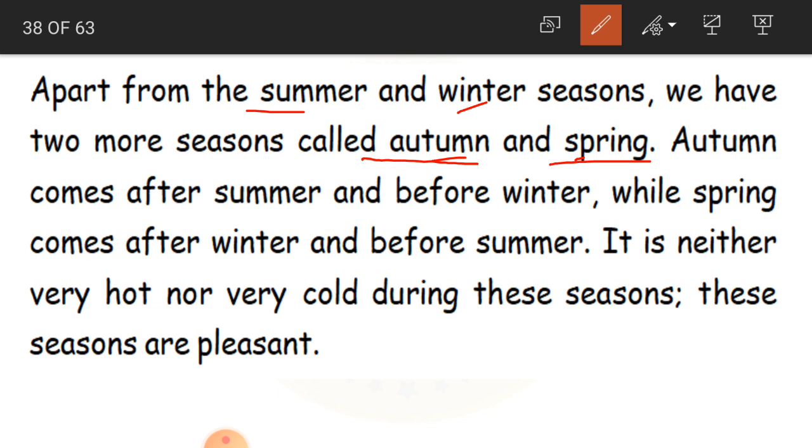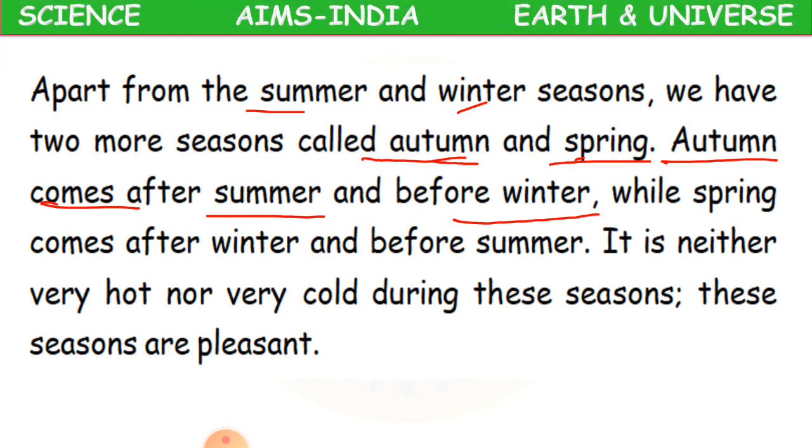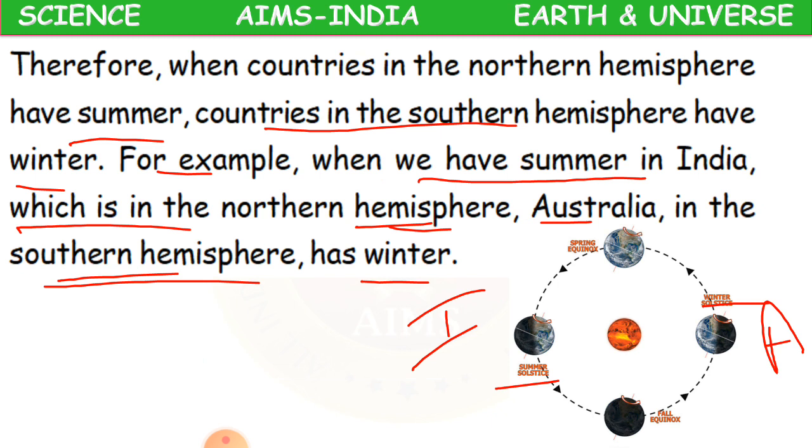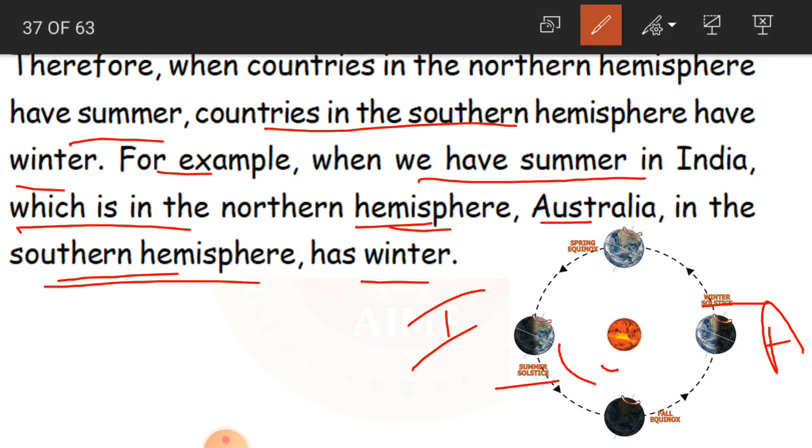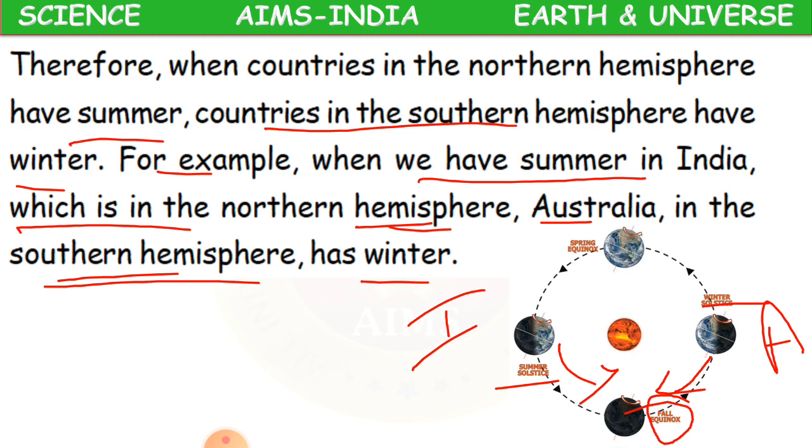So when does autumn come? Autumn comes after summer and before winter. Okay, see, autumn is going to come after summer, and it is before winter. Fall is nothing but autumn, children. So when is autumn? After summer, before winter.